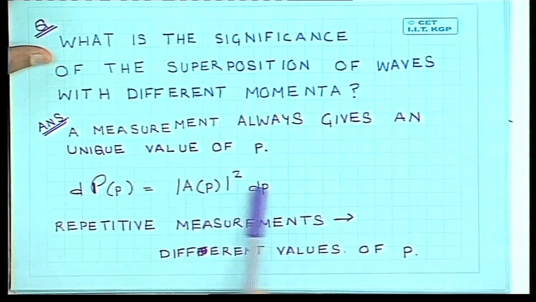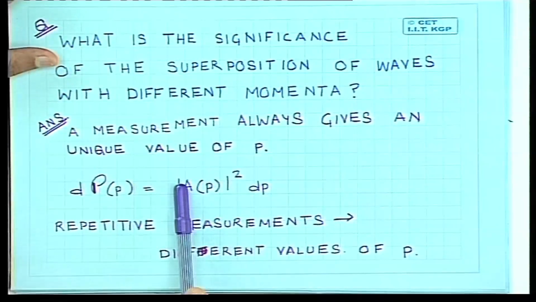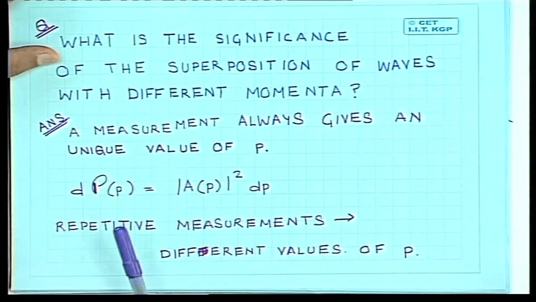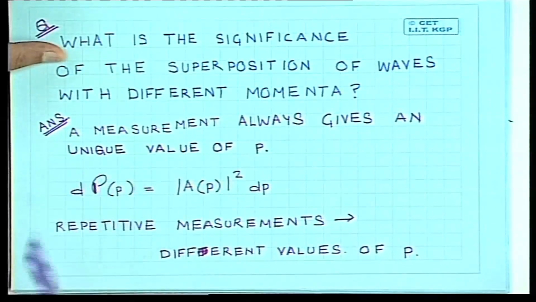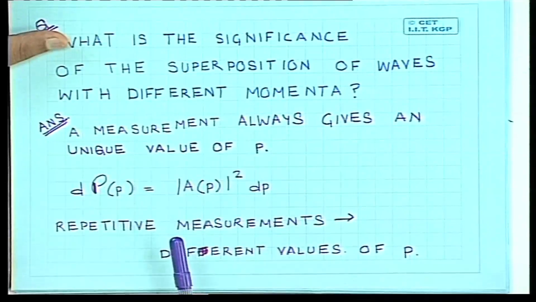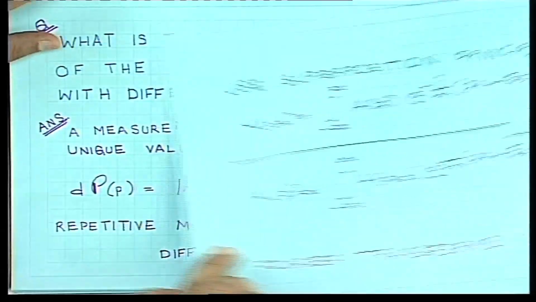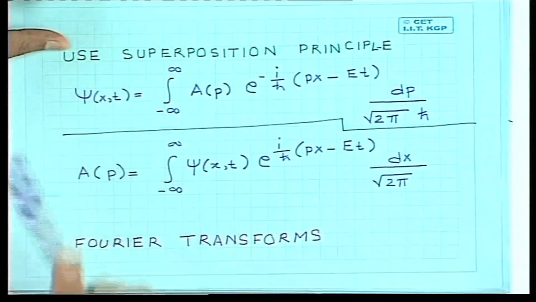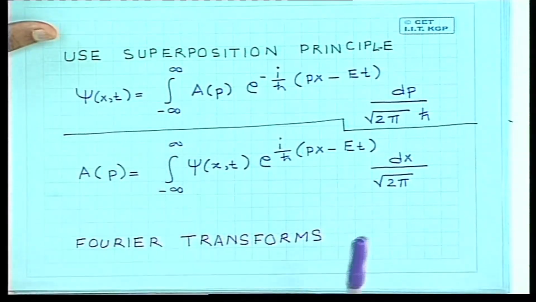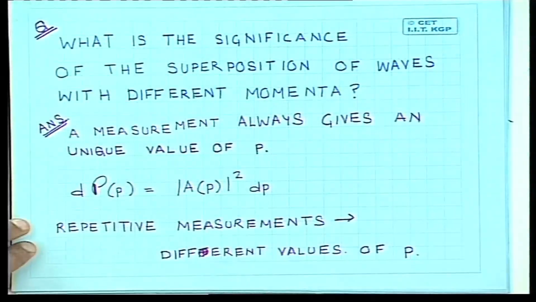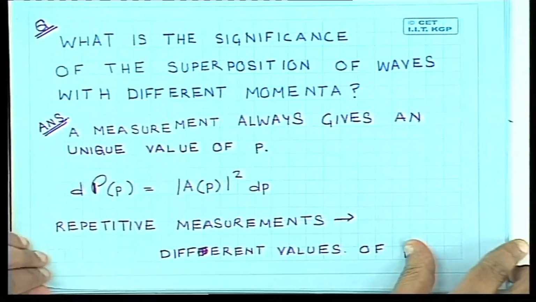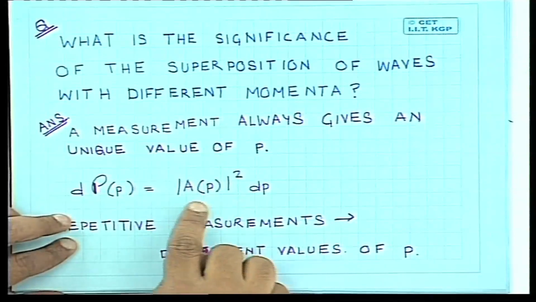The probability of getting any particular value of p is given by the mod square of this A of p, which arose in the relation between the momentum wave function and the psi of x,t. So this is the probability of getting a particular value of momentum whenever we make a measurement. Suppose I have a particle with this wave function and I measure the momentum. The probability of getting a particular value is governed by this, and it has to be calculated in this fashion. So this is how we interpret the coefficient A of p.